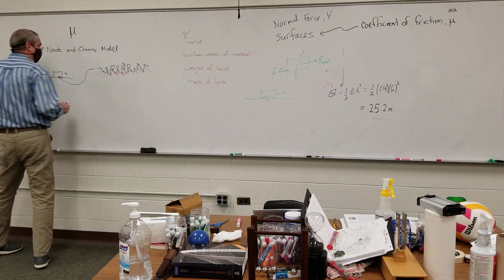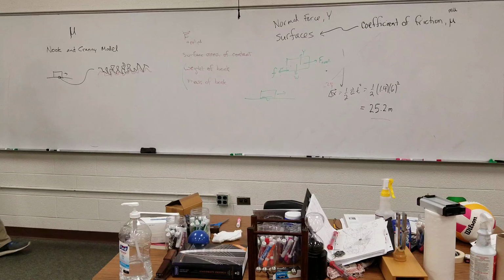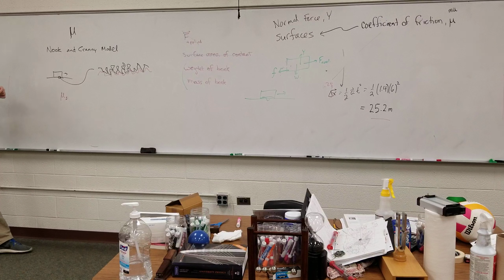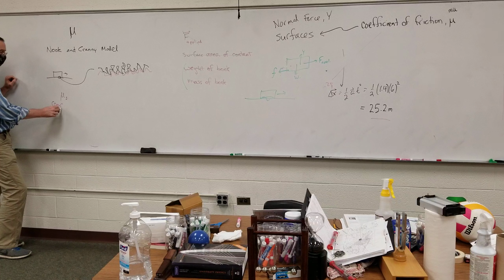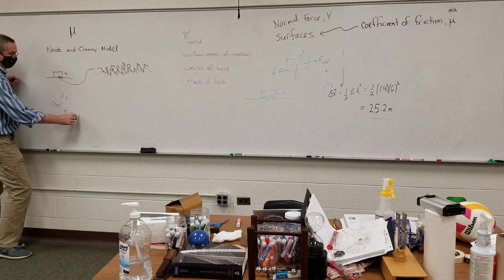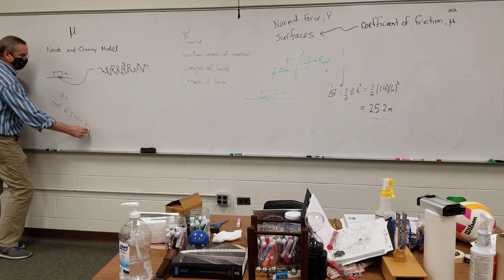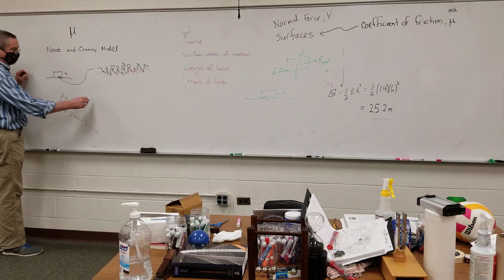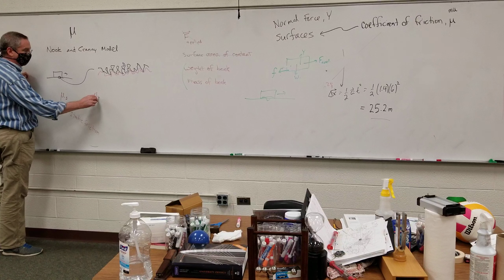In this model, there are two different types of coefficient. There's the coefficient of static friction, thus the S. And this is related to actually getting it to start moving. Static friction means it's not sliding. It wants to, but it's not sliding. And then there's the coefficient of kinetic friction.